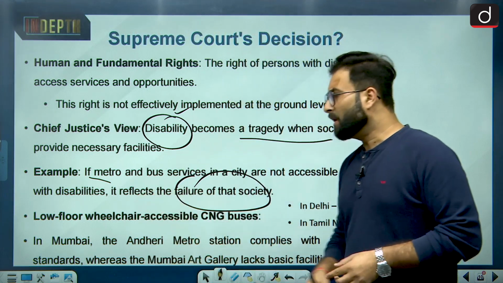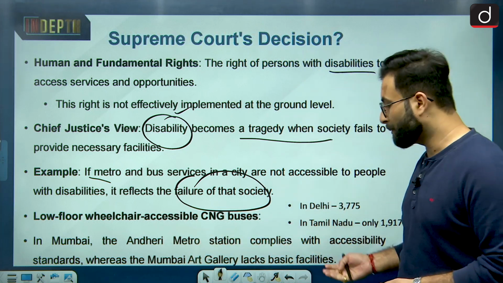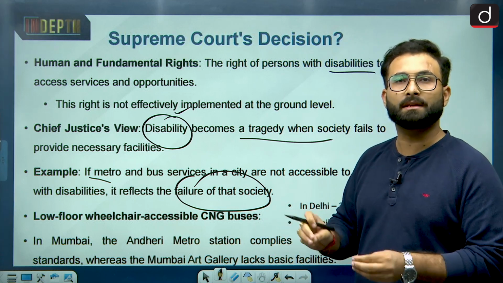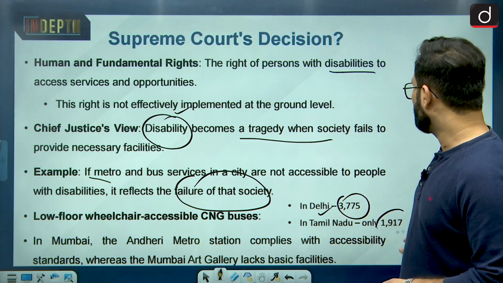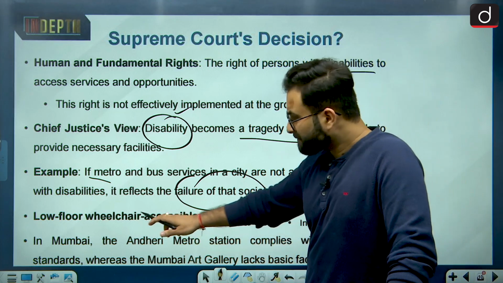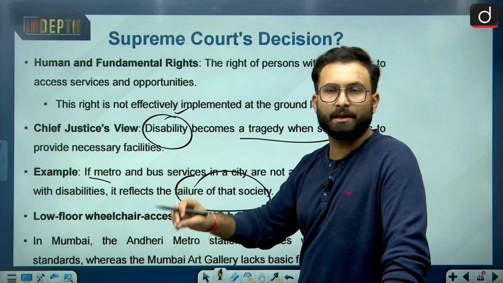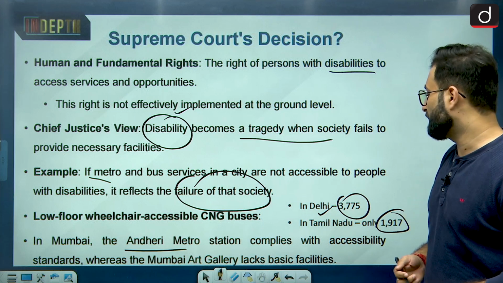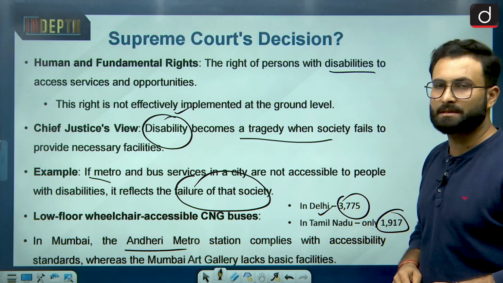Okay, low floor wheelchair accessible CNG buses. As I told you, if you talk about these buses, nearly 5 to 6,000 buses are there in the metro cities. If you talk about Delhi, there are nearly 3775 buses, and in Tamil Nadu there are only 1900 some buses. Basically, this means that we do not have the kind of infrastructure which is accessible and inclusive. In Mumbai, the Andheri metro station complies with the accessibility standards, whereas the Mumbai art gallery lacks the basic facilities.